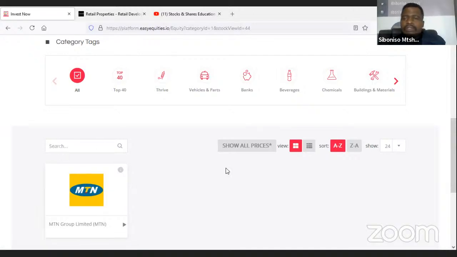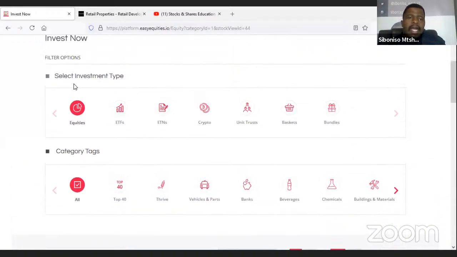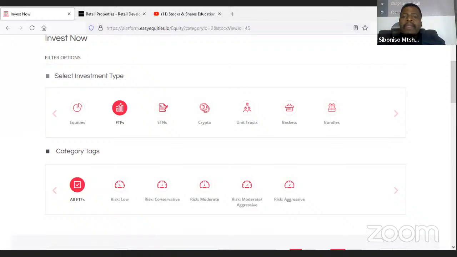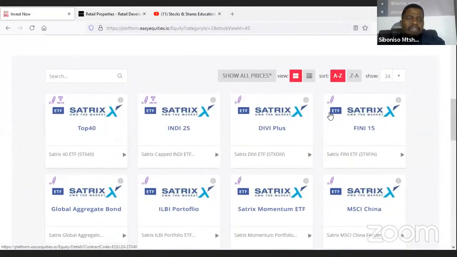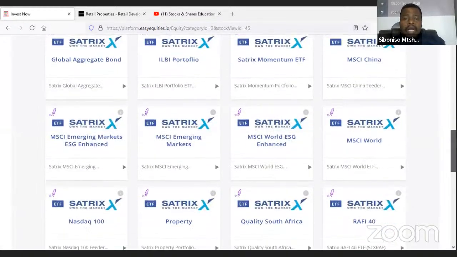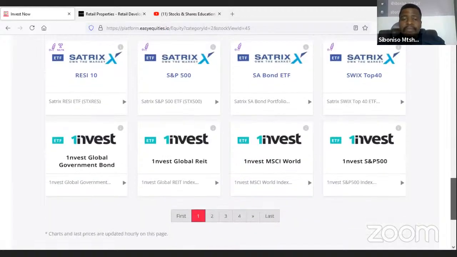All right, so those are the few things that I need you to understand. And then there are investment types. You can see equities here, that is shares. ETFs, that is exchange traded funds. When you click under ETFs, you can see the likes of Satrix Top 40 and many others. One Invest.